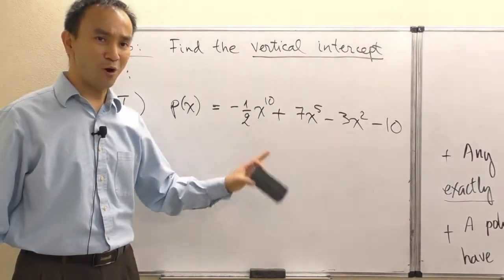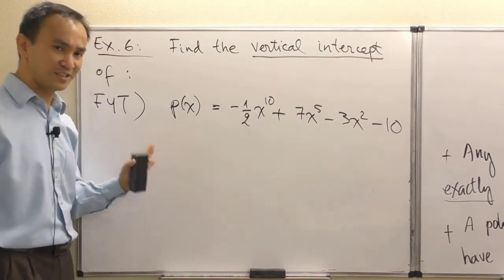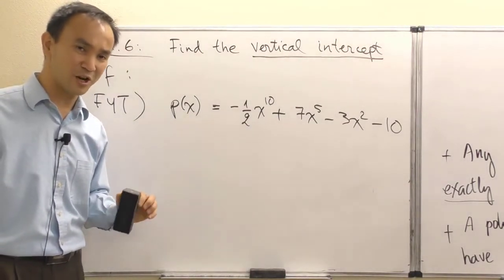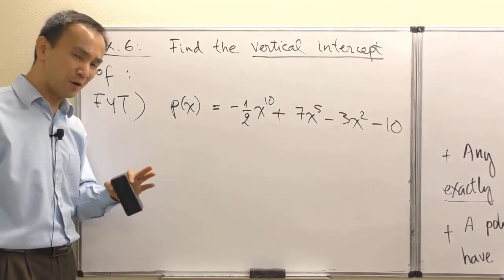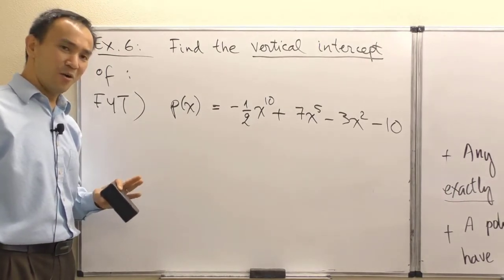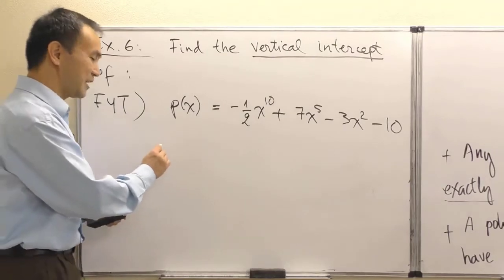I won't be showing much reasoning because this is an FYT, but you can take similar work and the steps shown in the earlier parts of the problem. Go ahead and get it done. Pause the video if you have to. Okay, once you resume the video, this is your vertical intercept.